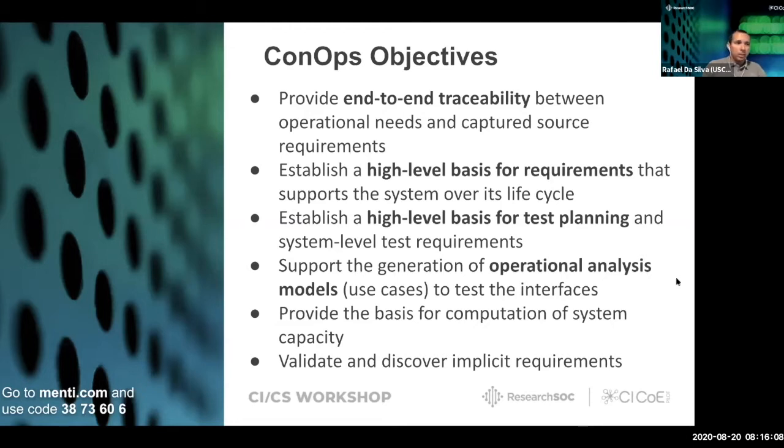So basically, what you're looking for in a ConOps document is all the information that says what your use cases are, how you're going to address them, what the requirements for these use cases are, and how this is going to be implemented from a high-level perspective. And you also need to provide some validation of the requirements.